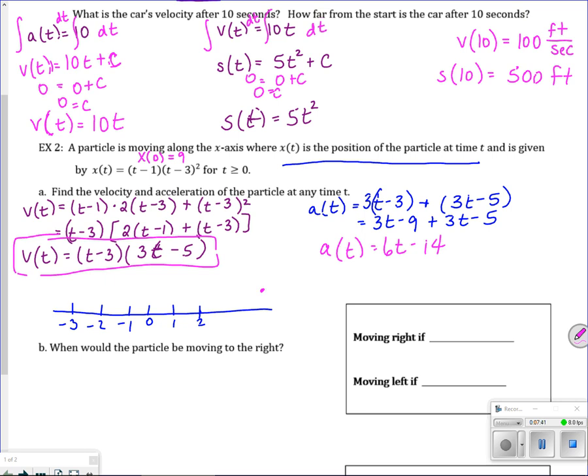Now, at this point, I don't know if it's going to move to the right or the left, but it's moving along the x-axis. It might change its mind, and then it might move this way a little bit, and then it might move back. You just don't know, so it's moving along here.